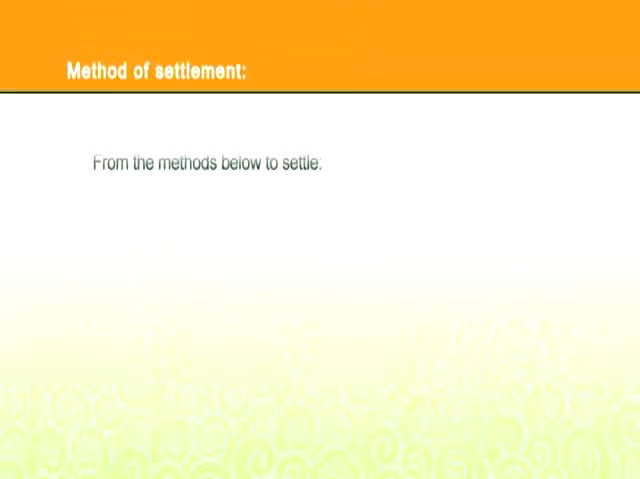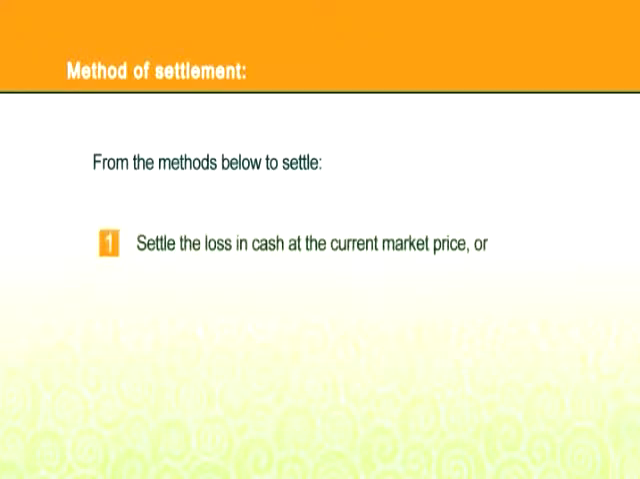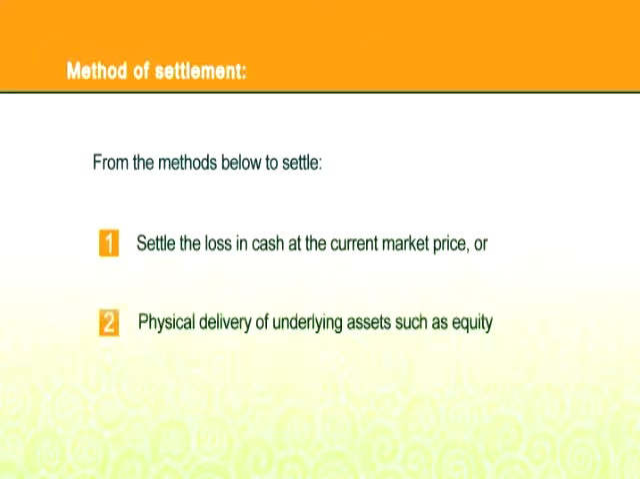If a loss is caused by the unfavourable performance of the underlying assets, you can choose, if applicable, from the methods below to settle. Settle the loss in cash at the current market price, or physical delivery of underlying assets, such as equity converted at the preset price.